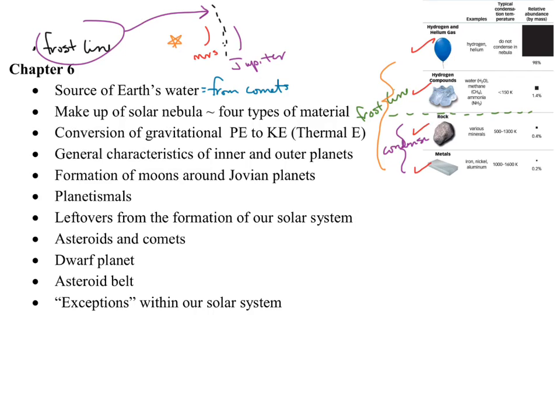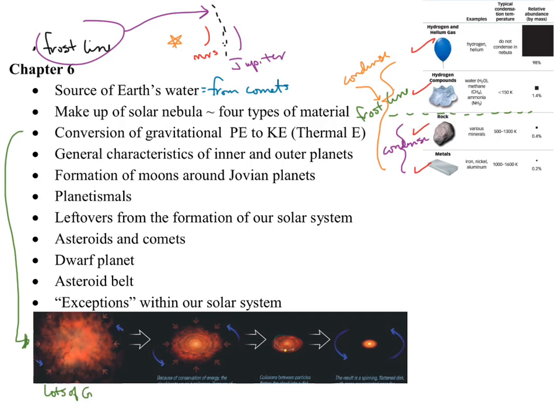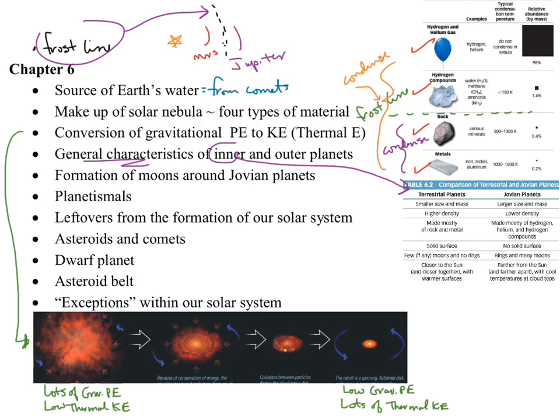Then I go on to the next term, conversion of gravitational potential energy. I brought in a figure from your textbook that looks like this. This is a figure we looked at tonight, where from left to right is how our solar system formed. Remember when it was big? This is the solar nebula over here. It has lots of gravitational potential energy, low thermal kinetic energy. It gets smaller and spins.